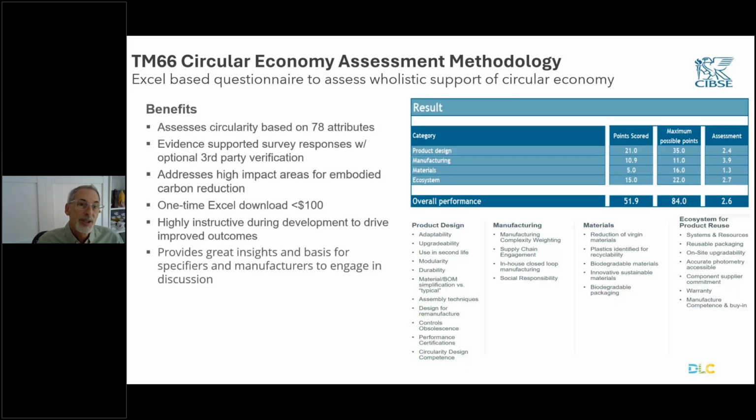So a number of benefits. Number one, it assesses the circularity of a luminaire based on 78 attributes spanning from product design to manufacturing, materials, as well as the ecosystems in place for product reuse. The answers to the survey need to be supported with evidence, and there is third-party verification available. The questions address all of the high impact areas for embodied carbon reduction. It's very inexpensive. There's an Excel spreadsheet that you can download for less than $100, and you can use it as often as you like without additional cost.